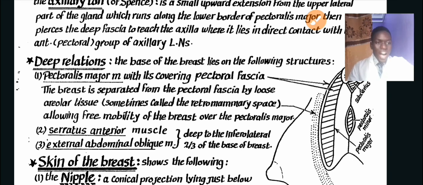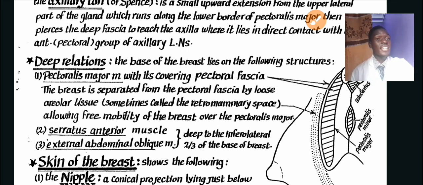However, along this attachment of the breast, there is a loose areolar tissue between the pectoral fascia and the breast, or the mammary glands of the breast. And this is what we call the retromammary space. This makes the breast to be movable. However, this is very significant. It is used mainly by doctors.